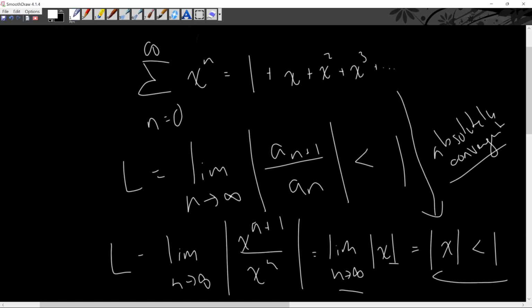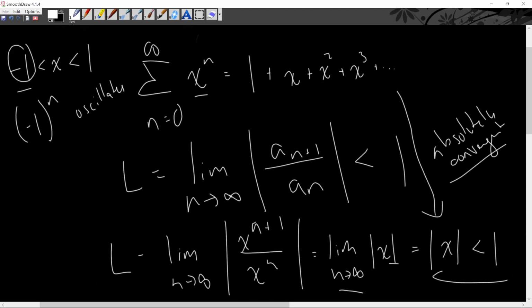So let's turn this, the absolute value of x is less than 1, into an actual radius. Now we have -1 on one side and then +1 on the other. And now we can actually start plugging in endpoints. As I said before, we need to evaluate whether this works or not. So we have -1 plugged in. We'll do -1 to the n. And what does this do? Again, this oscillates. So this is not a valid endpoint.